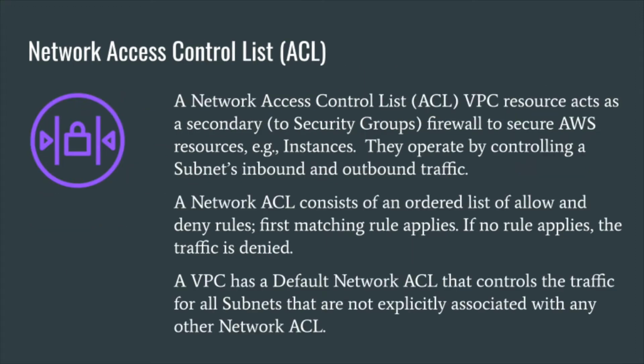A network access control list VPC resource acts as a secondary firewall to secure AWS resources. They operate by controlling a subnet's inbound and outbound traffic. A network ACL consists of an ordered list of allow and deny rules. First matching rule applies. If no rule applies, the traffic is denied. A VPC has a default network ACL that controls the traffic for all subnets that are not explicitly associated with any other network ACL.